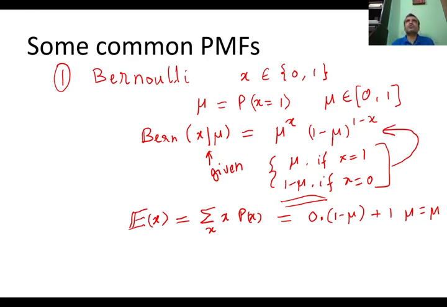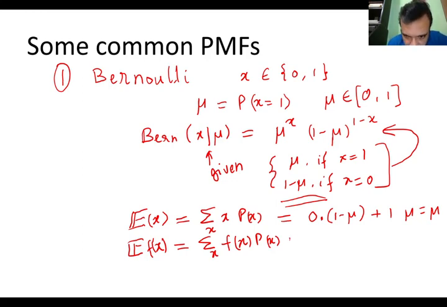Now we can also think about expected value of any function of x. Okay, so the expected value of any function of x, f of x, is equal to sum over all values of x, f of x, p of x. Alright, so this is going to be equal to f of 0 times 1 minus mu and then f of 1 times mu.